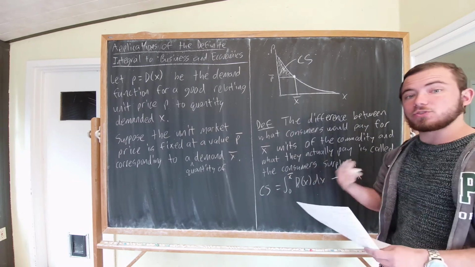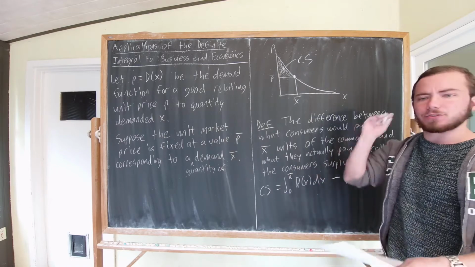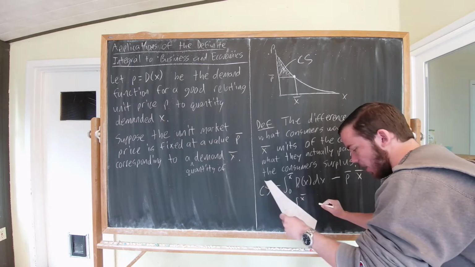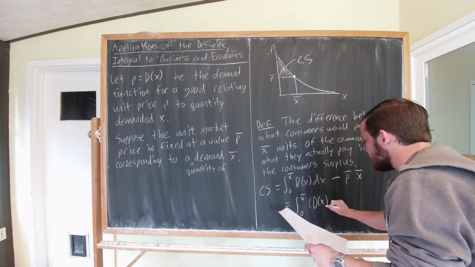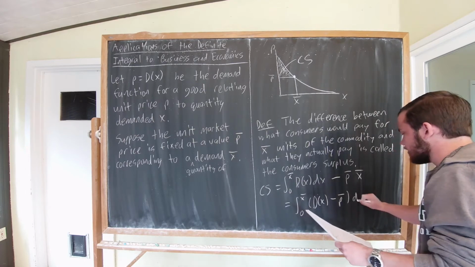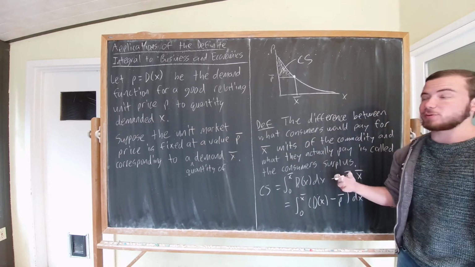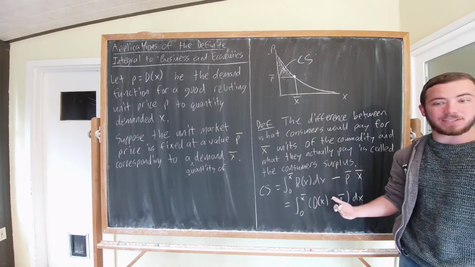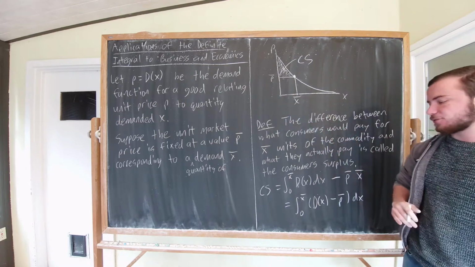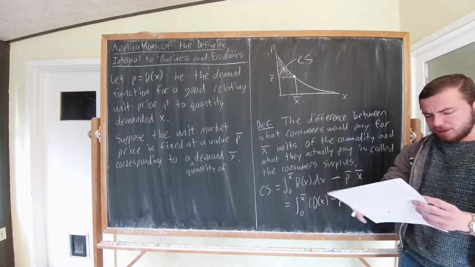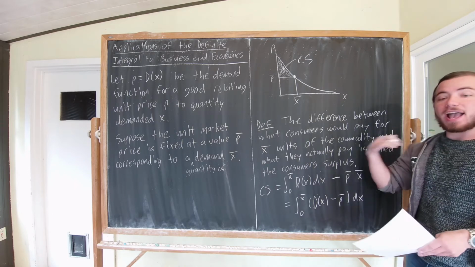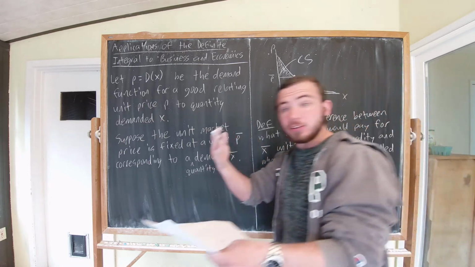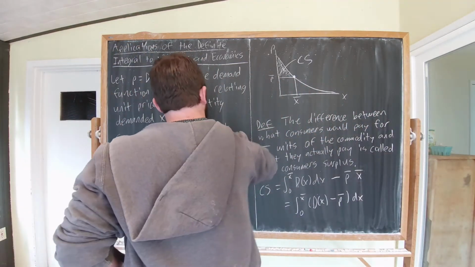You could have also used our techniques for finding area between two curves from the previous video to write this as the integral from 0 to x bar of d of x minus p bar. Yes, since we're essentially finding the area between the curves y equals d of x and y equals p bar, and d of x is higher than p bar on that interval. Alright, so this is our formula for consumer surplus, and that's measuring how much saving the consumers are doing collectively.